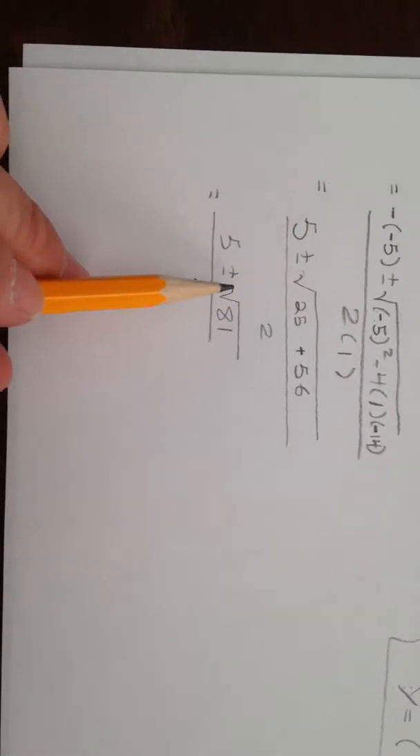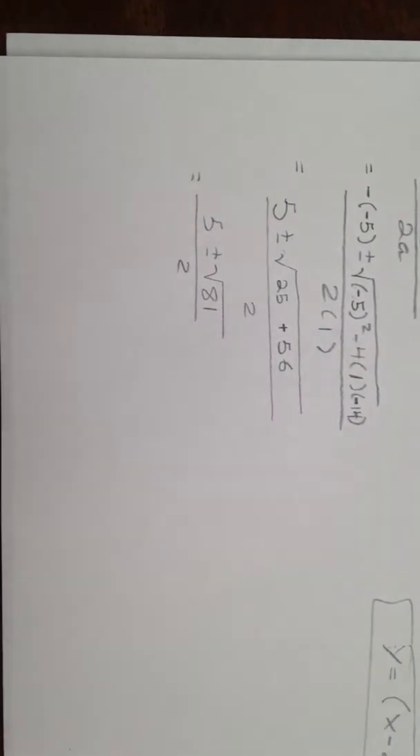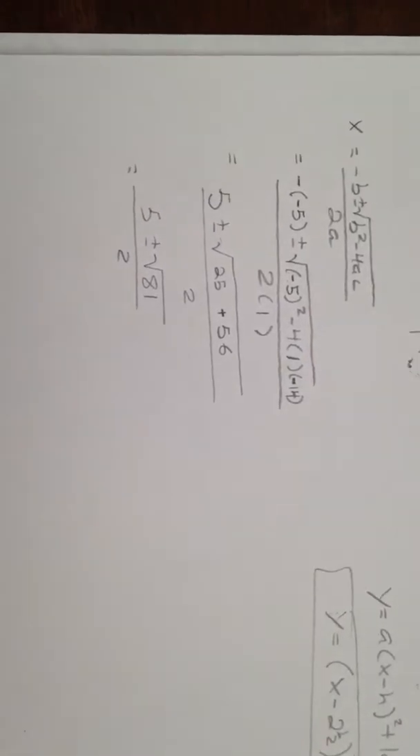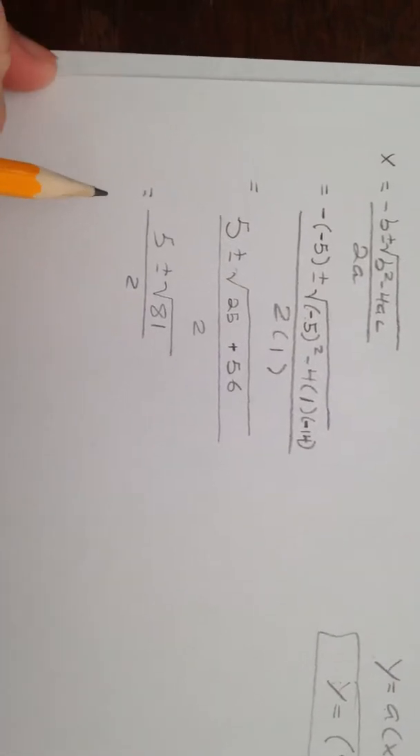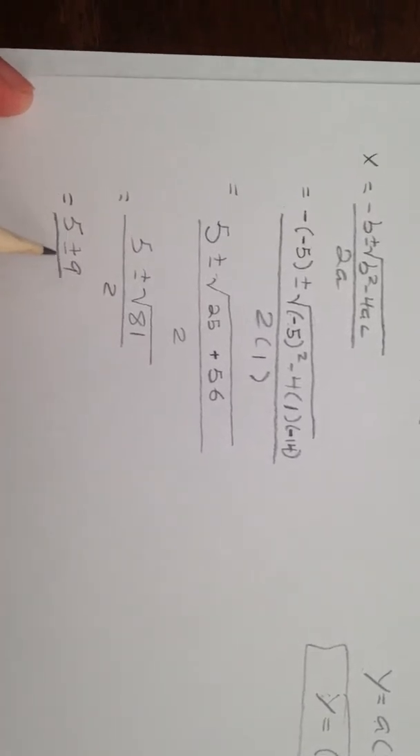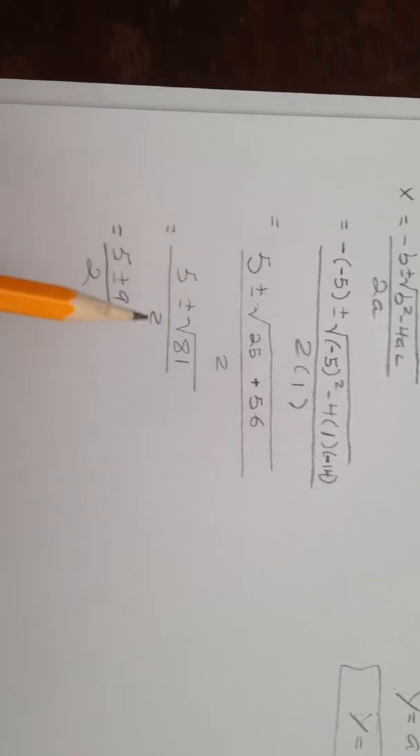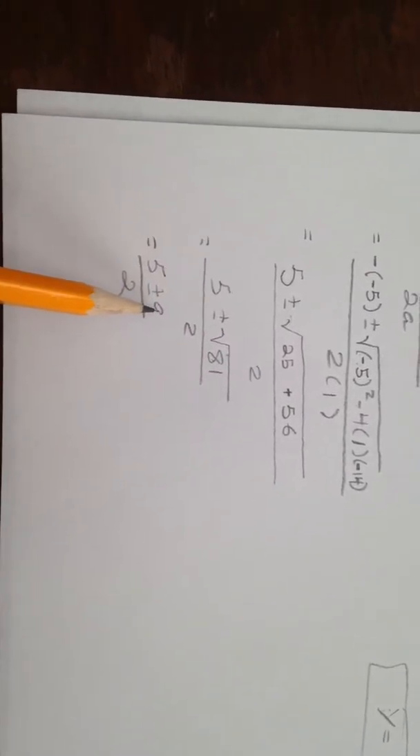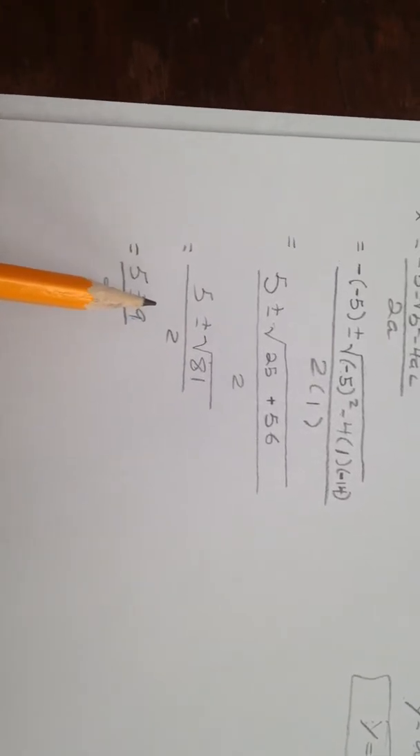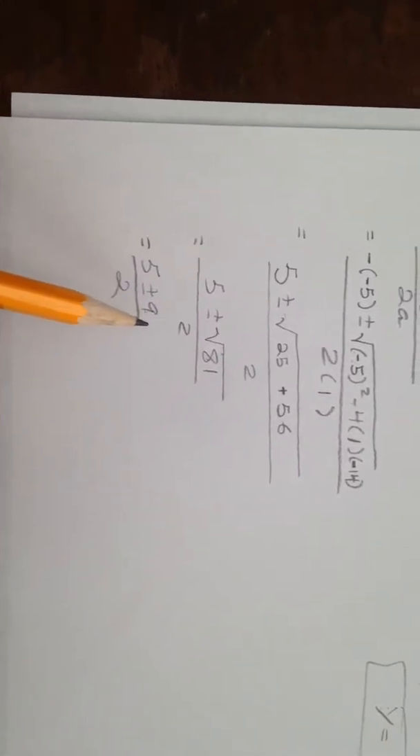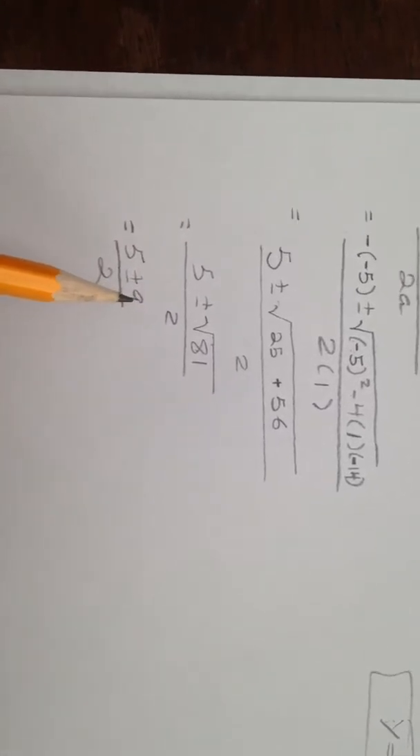Now, this happens to work out rather nicely. We actually know what the square root of 81 is. It's 9, right? So now remember, because you took the square root of 81, it is 9. The 9 is not under a radical. Square root of 81 is 9.